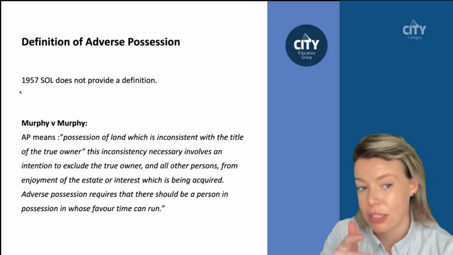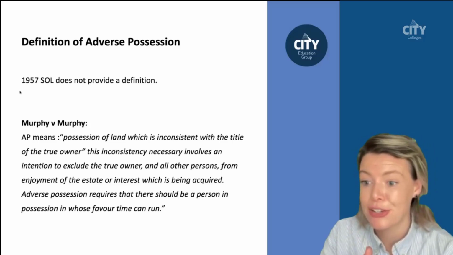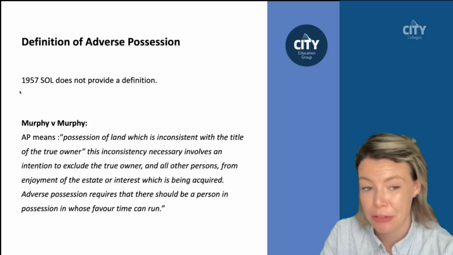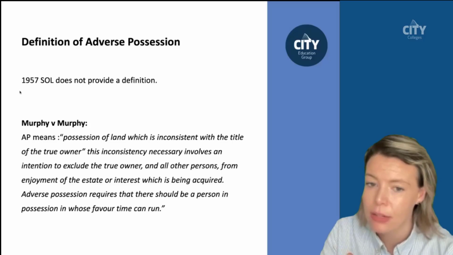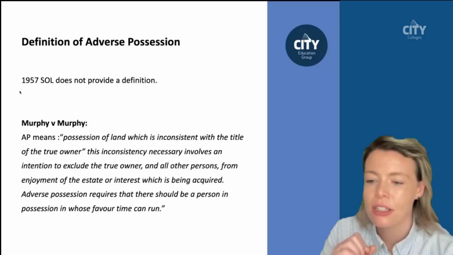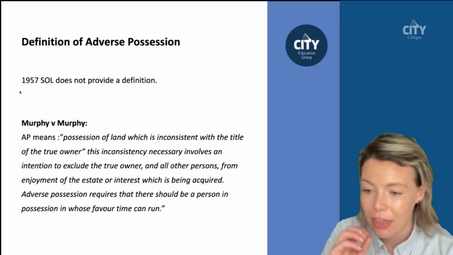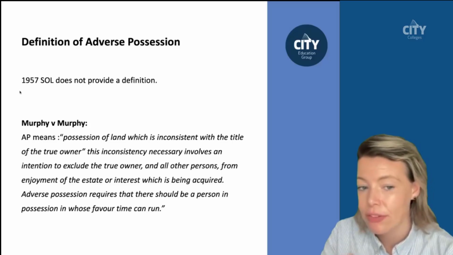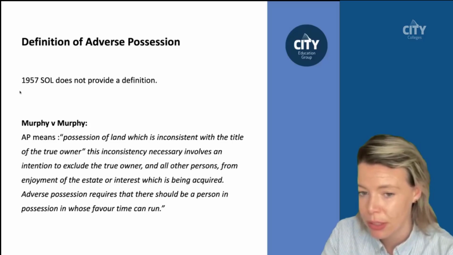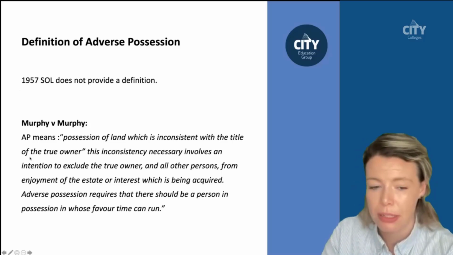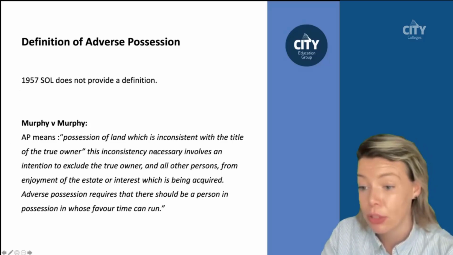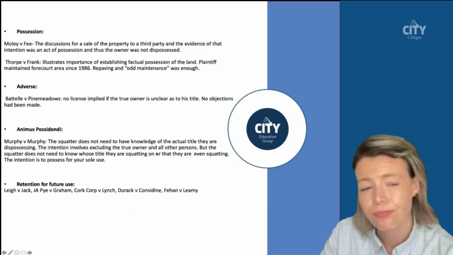In most adverse possession decisions, you actually see judges quote this quotation from Murphy and Murphy, where the court says adverse possession means possession of land which is inconsistent with the title of the true owner. And that inconsistency necessarily involves an intention to exclude the true owner. That's very important. And all other persons from enjoyment of the estate that's been acquired. Adverse possession requires that there should be a person in possession in whose favour time can run. So that would be the true landowner.